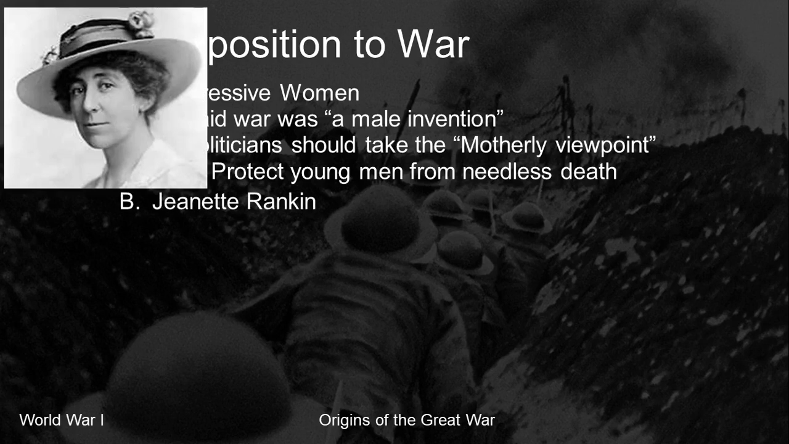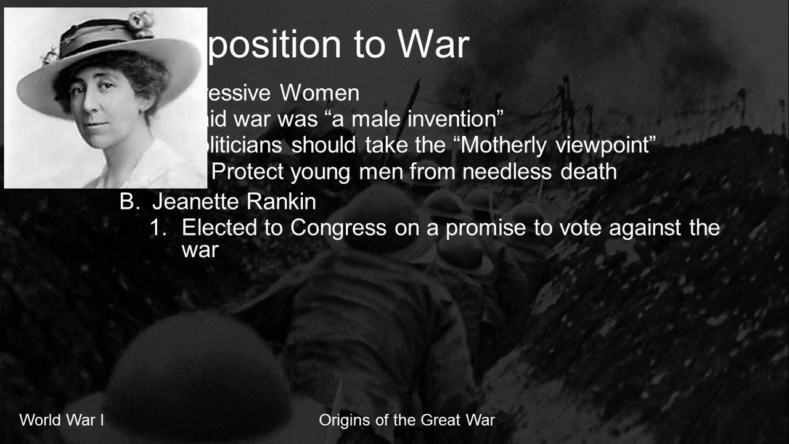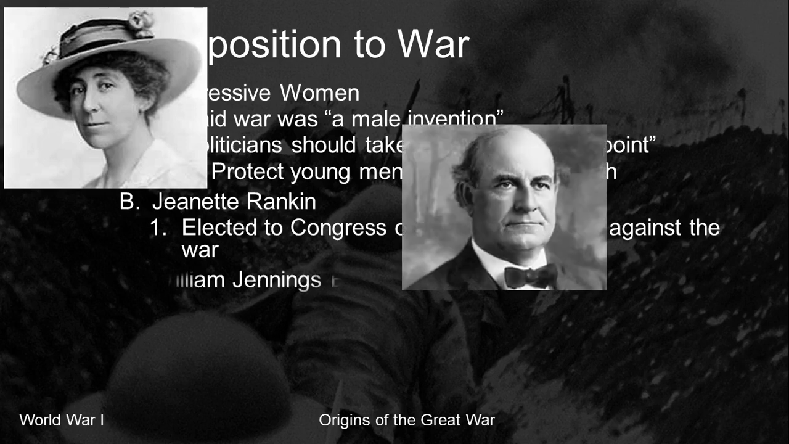This lady is Jeannette Rankin. Jeannette Rankin has a distinction of being the first woman elected to Congress. She was elected in 1916 on a campaign where she promised to vote against any declaration of war. She and the people of her district were so concerned as time went on that the United States was stepping closer and closer to war that she won an election by simply saying, I will vote against any declaration of war.